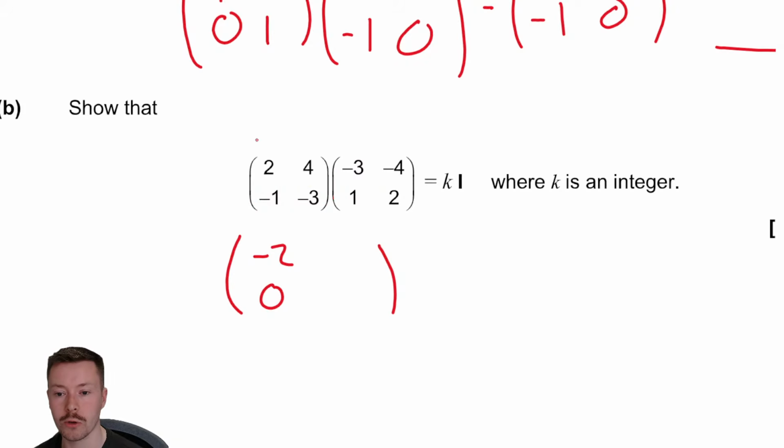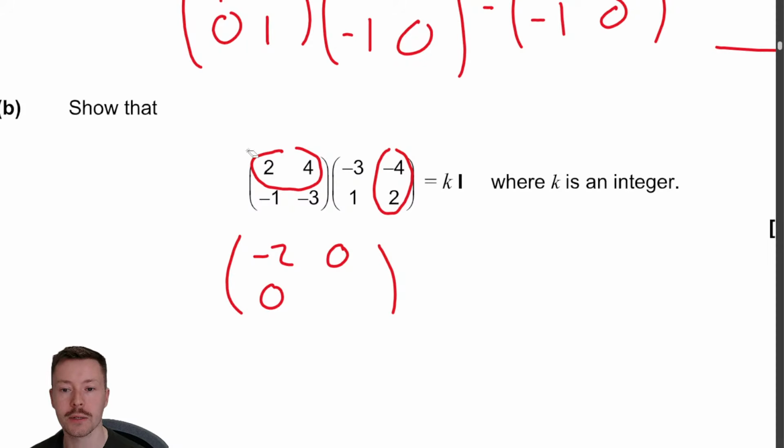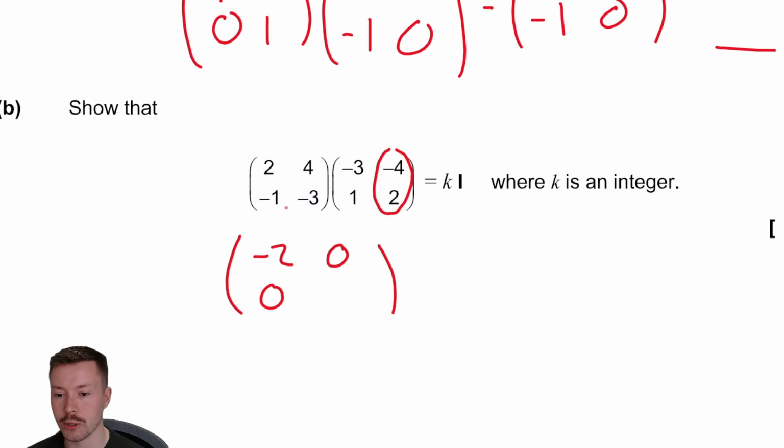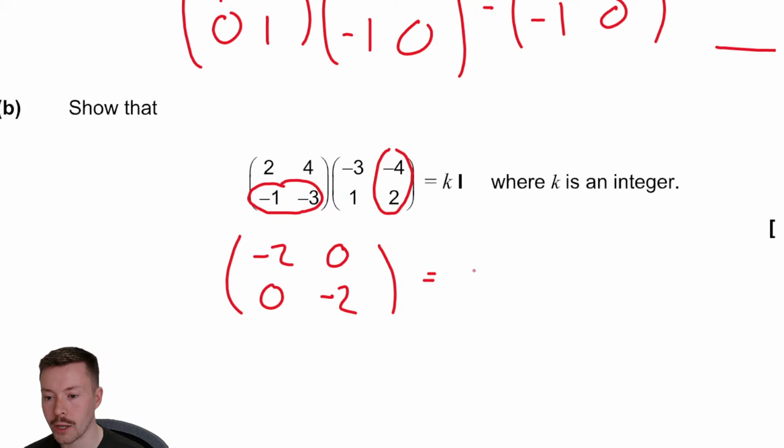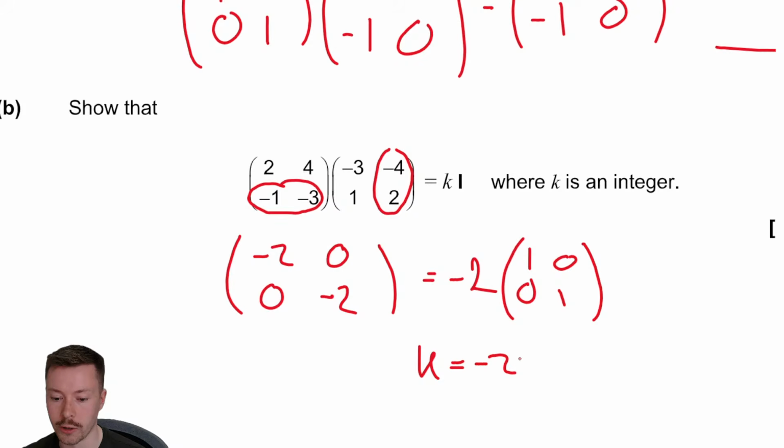Now we are going to do 2 and 4 times by minus 4 and 2. 2 times minus 4 is minus 8. Add 4 times 2, which is 8, gives us 0, which is what we were hoping to get. Now the next thing, hopefully this gives us minus 2. So we've got minus 1 times by minus 4, which is 4, and minus 3 times by 2, which is minus 6. 4 minus 6 is minus 2. So we get minus 2 lots of the identity matrix. Okay, so K should be minus 2.